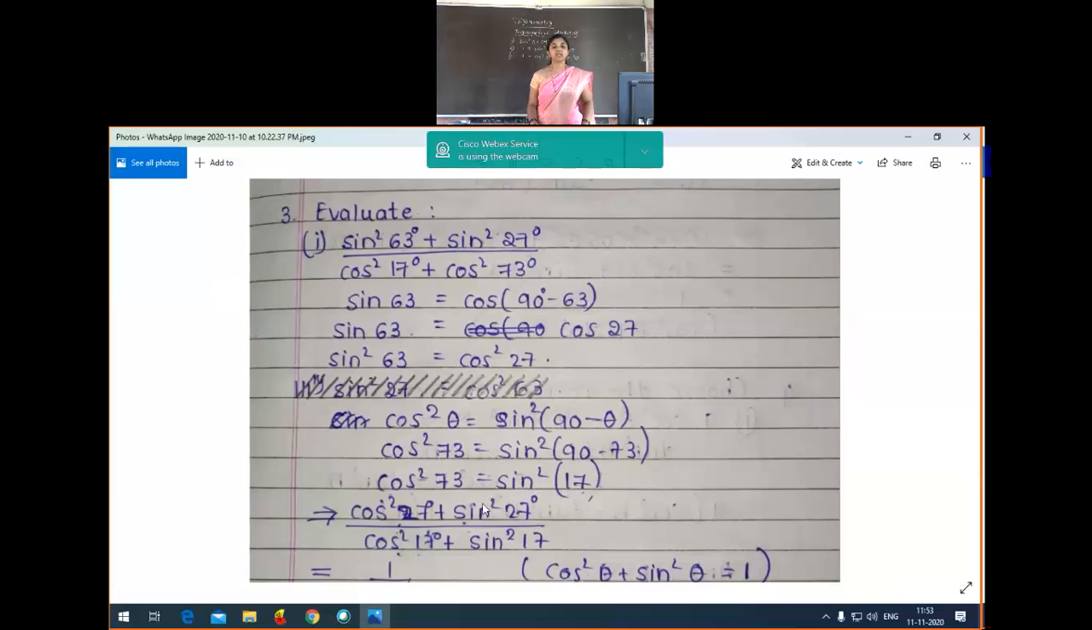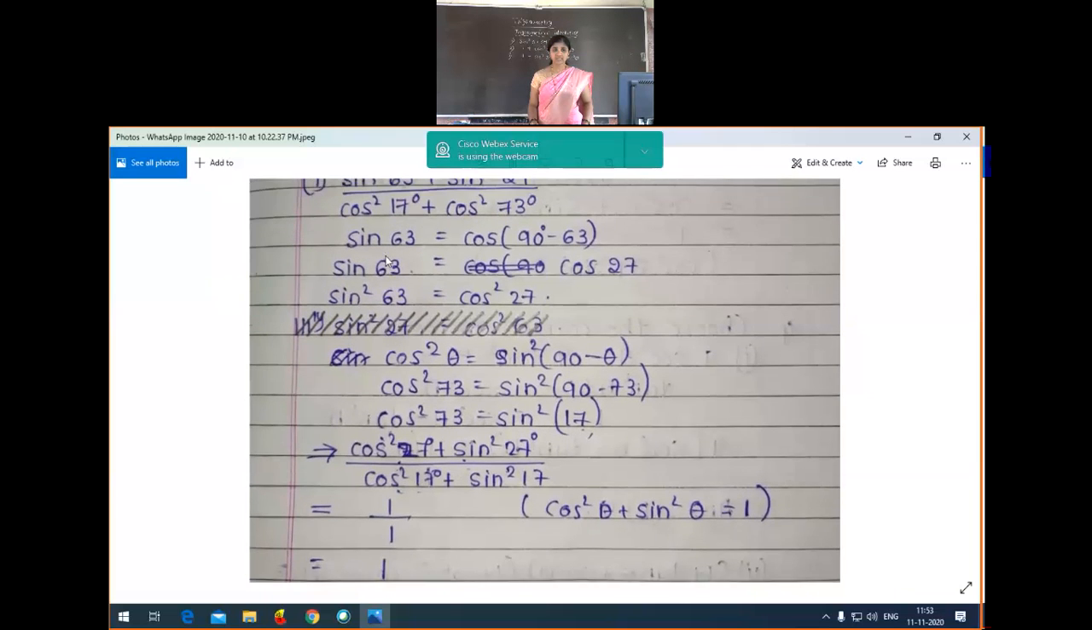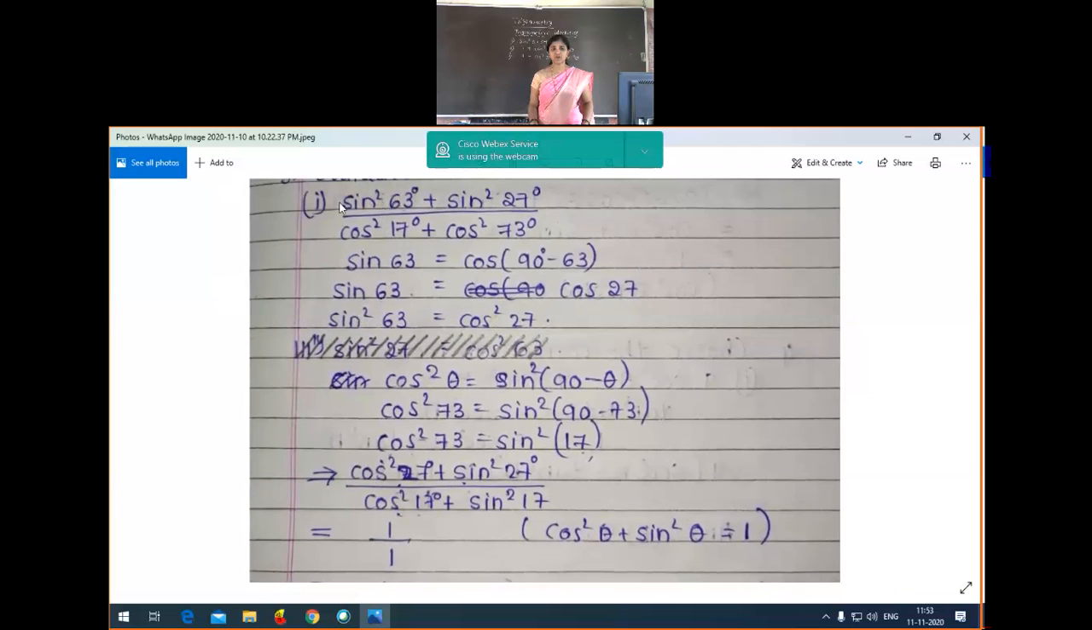So now take the ratio here. Sin square 63 we got as cos square 27; substitute that. We keep sin square 27 as it is. Now in the denominator, cos square 17 stays cos square 17, plus cos square 73, which we converted to sin square 17. So here we have cos square 17 degree plus sin square 17 degree.